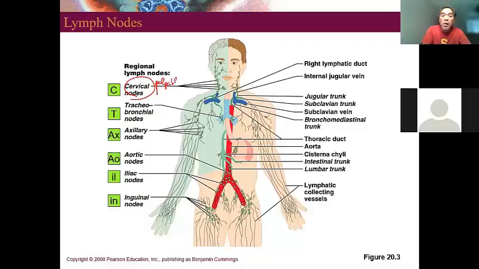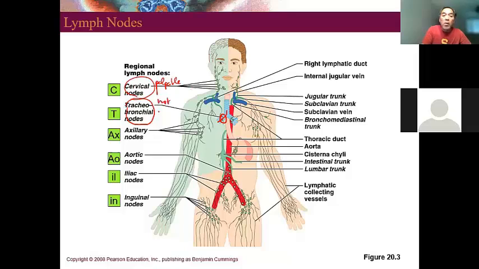Now, the next node is called the tracheobronchial nodes. It's located deep inside our thoracic cavity, between the trachea and the bronchus. So if you have an infection somewhere inside the thoracic cavity, such as bronchitis in your bronchi, and pneumonia in the lung, all that lymph together with the organism will be drained by the tracheobronchial nodes. Now, this is not palpable.